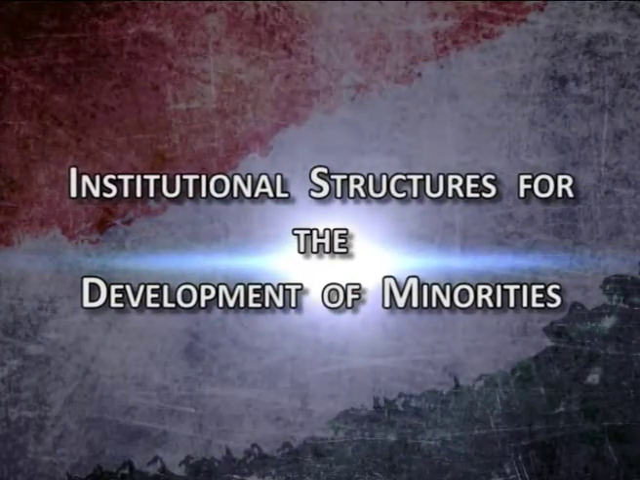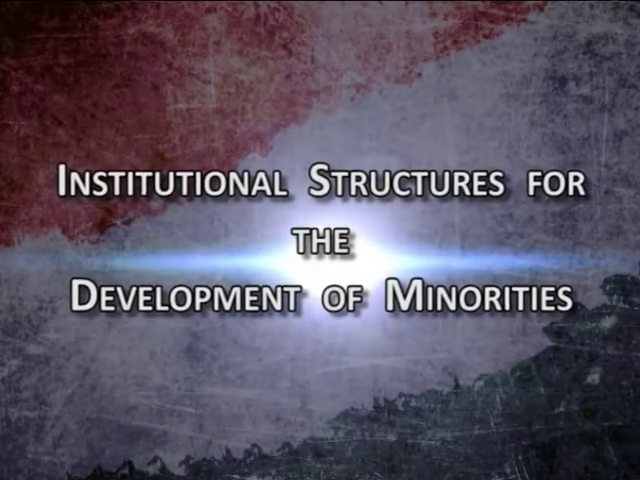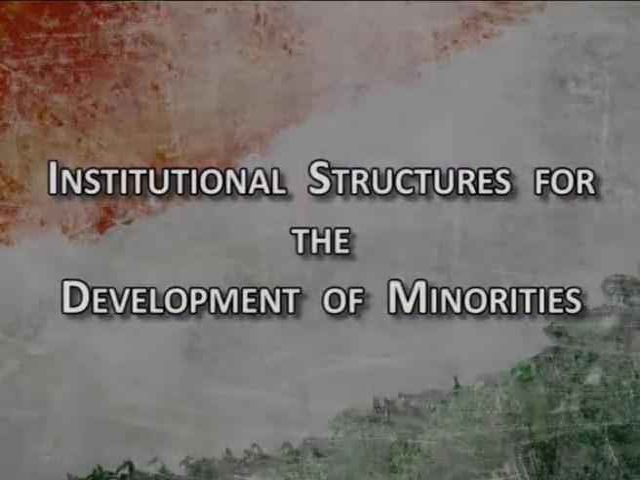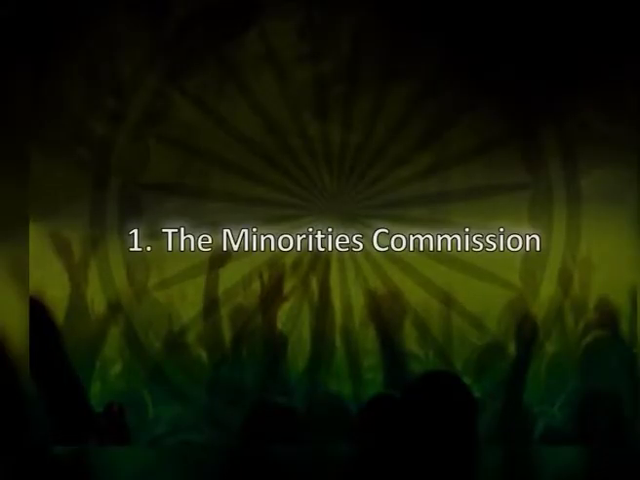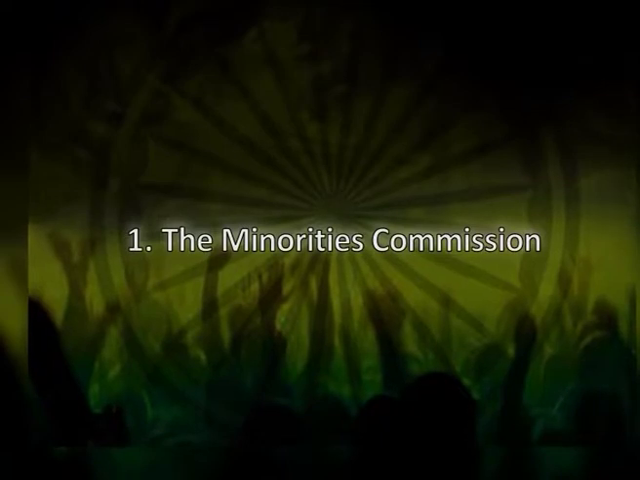Now, let us move down to institutional structures for the development of minorities. There are 7 institutions solely devoted to the development of the minorities. Number 1, the Minorities Commission was set up in 1978, but with the enactment of the National Commission for Minorities Act, it became a statutory body in 1993, known as the National Commission for Minorities.